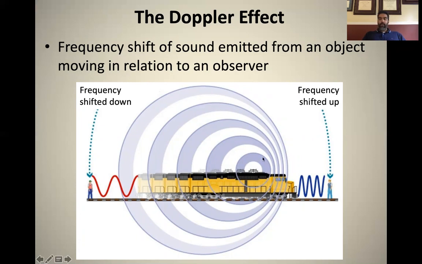The train is blowing a horn at a certain frequency, but the frequency that the observer standing in a path where the train is moving towards him observes is going to be higher than the frequency being emitted. And the opposite for the guy standing in a path where the train is moving away from him. The frequency of sound that he perceives will be lower than the frequency of sound that's actually being emitted by the train. And that is called the Doppler effect.